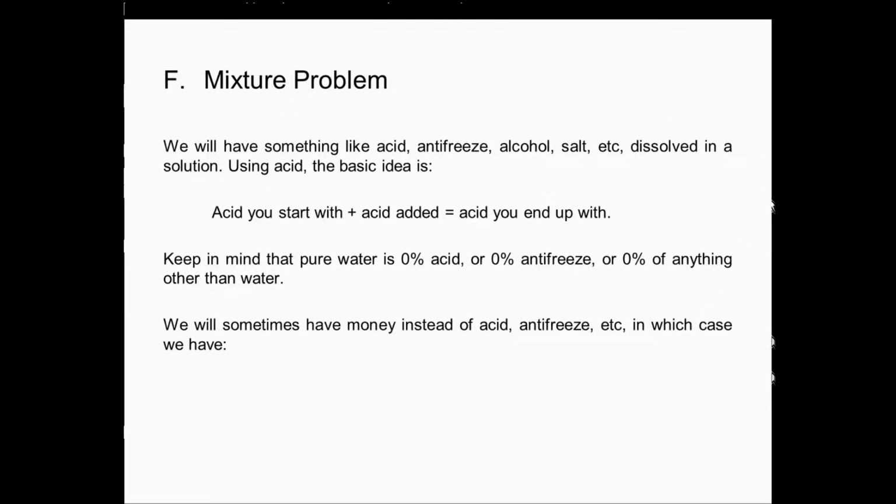We will sometimes have money instead of acid, antifreeze, etc., in which case we're going to have this. The money you start with plus the money added is equal to the money you end up with. Okay, now notice percents are decimals. You always convert a percent to a decimal when you're working with it, and money is decimals. So the mixture problems are naturally going to be decimals. And sometimes you might have to round, so look at the directions to see if it says anything about rounding. If there are no directions about rounding and you think your answer needs to be rounded, you've done something wrong.